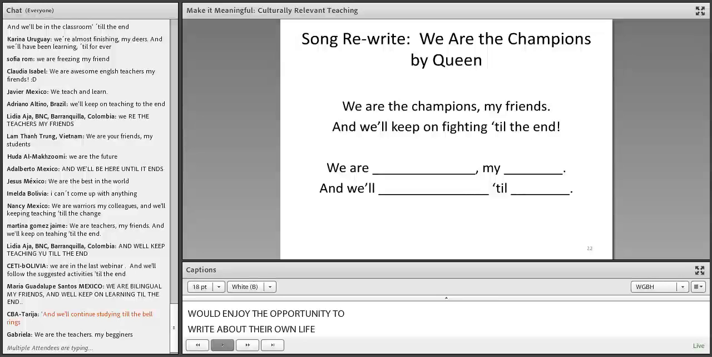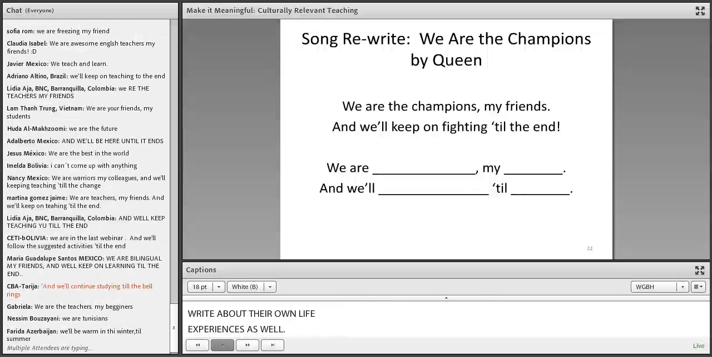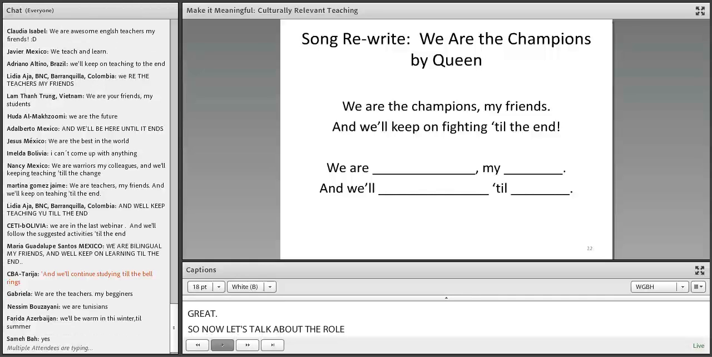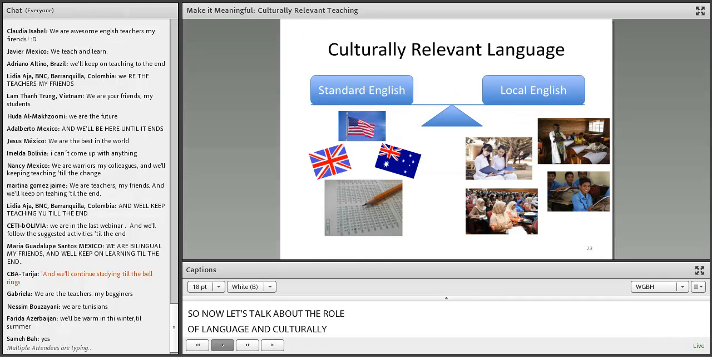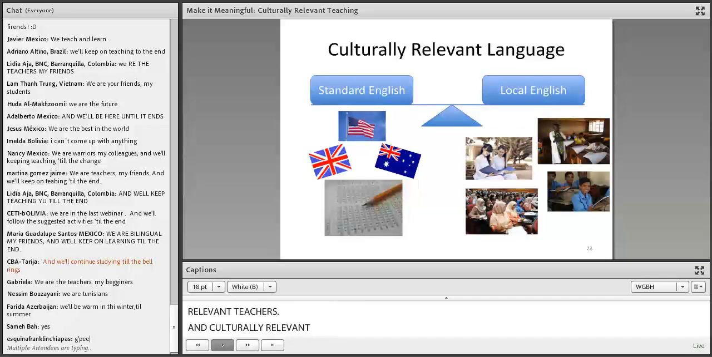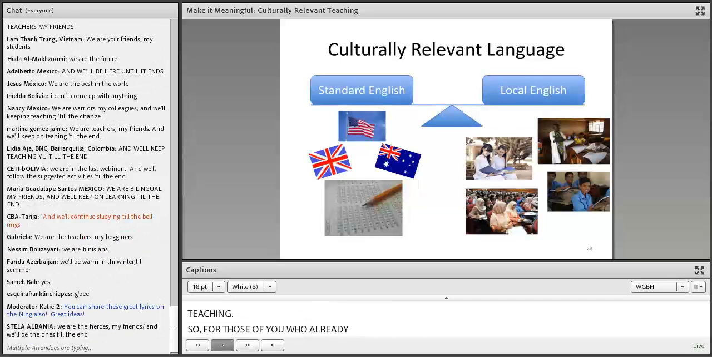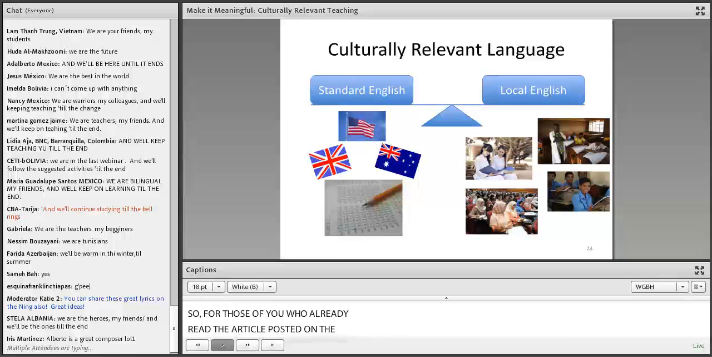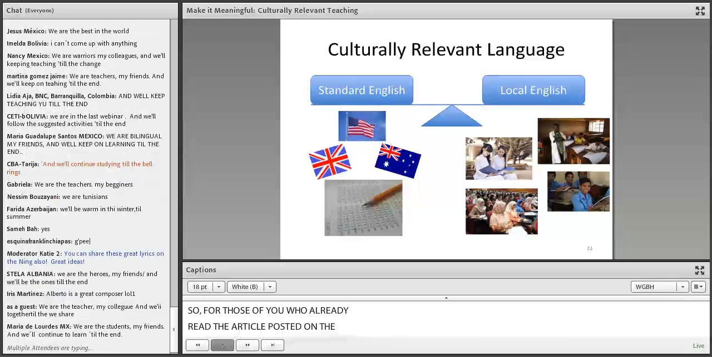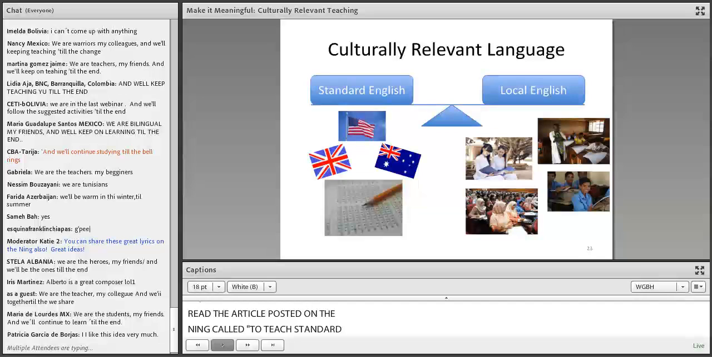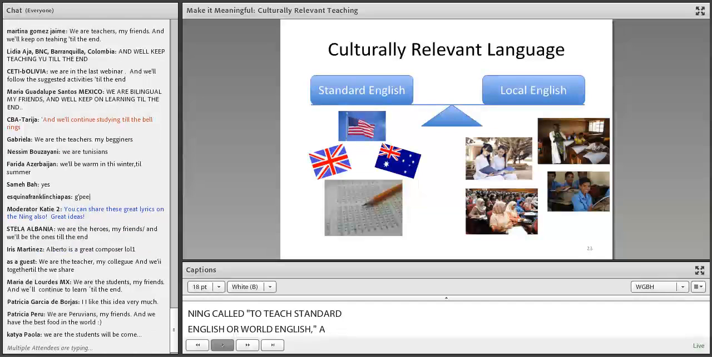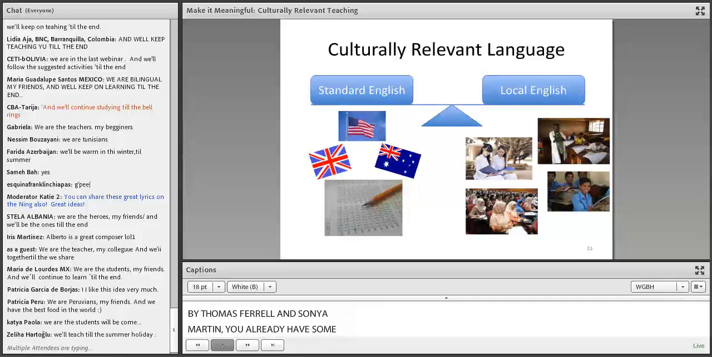Great. So now let's talk about the role of language in culturally relevant teaching. For those of you who already read the article posted on the Ning called To Teach Standard English or World Englishes, A Balanced Approach to Instruction by Thomas Farrell and Sonia Martin, you already have some idea of what I will talk about here. And if you haven't read it yet, I suggest that you do.